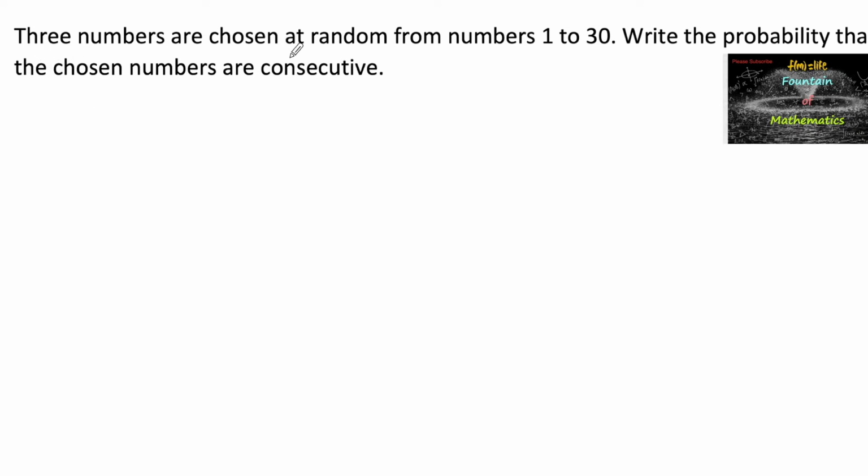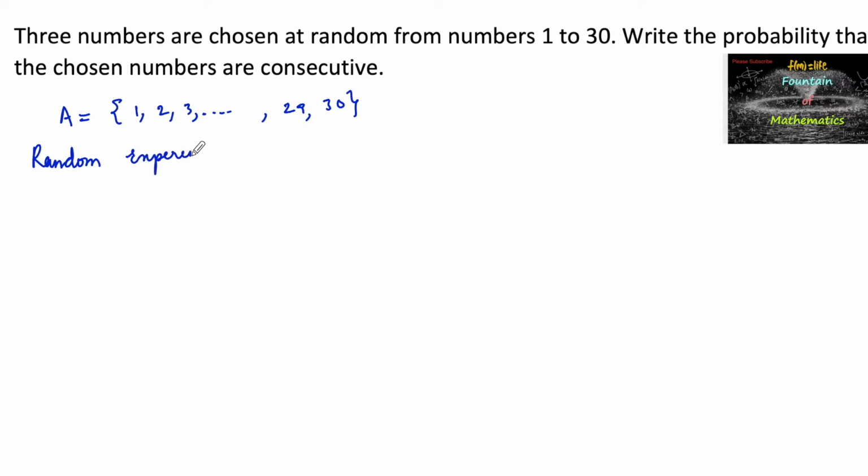3 numbers are chosen at random from numbers 1 to 30. Write the probability that the chosen numbers are consecutive. So here, given a set of numbers 1 to 30, say A is equal to 1, 2, 3, and so on, 29 and 30. There are 30 numbers in which the random experiment is performed.